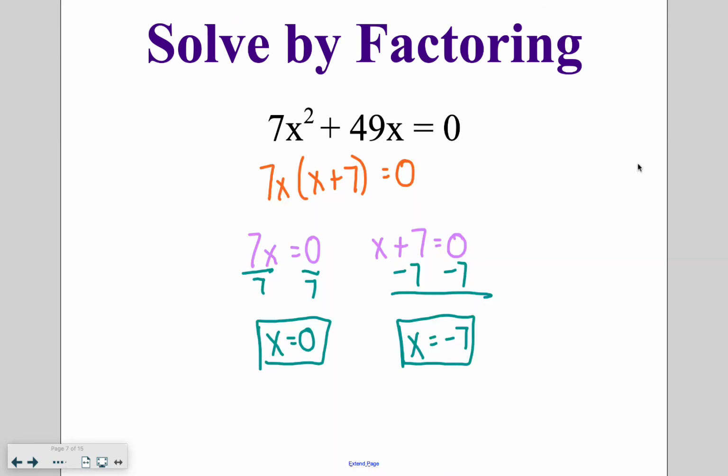In this case, your GCF is 7x and your leftovers are x plus 7. Solving each part, you're going to find that x equals 0 and x equals negative 7.